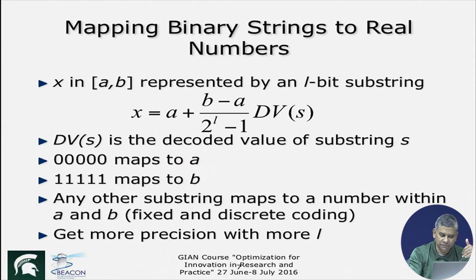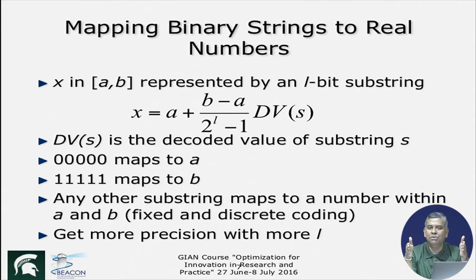So you have the decoded value of the string. S is that string. For that particular string, we found the decoded value to be 8, right? Let's say A is 2 and B is 5. So 5 minus 2, 3, divided by 2 to the 5 minus 1, where 5 is the string length. So 3 by 31 into 8 plus 2. That will be the value of whatever that string represents. And you will be absolutely sure that no matter which of these 32 strings you take, it will always lie between A and B. Let me prove that.